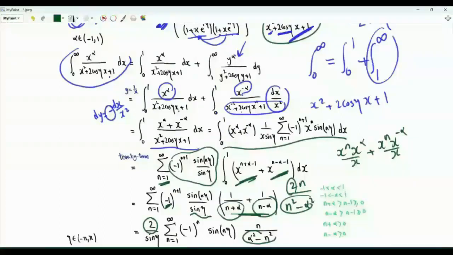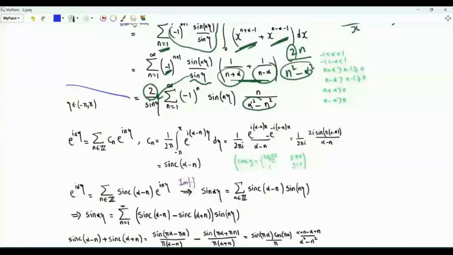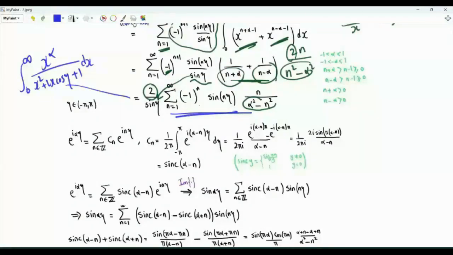Sine eta can also be taken outside. Our integral, 0 to infinity, x to the alpha divided by x squared plus 2x cosine eta plus 1, is equal to this series, which, as we will see, is proportional to sine of alpha eta.